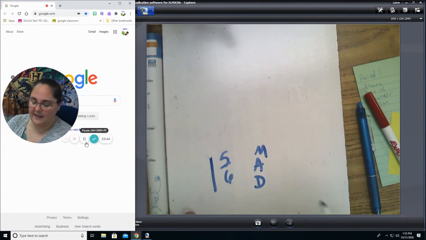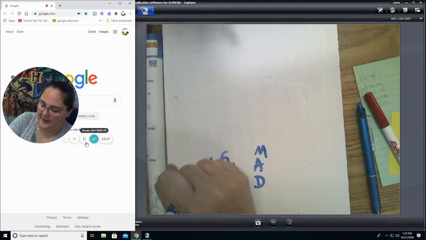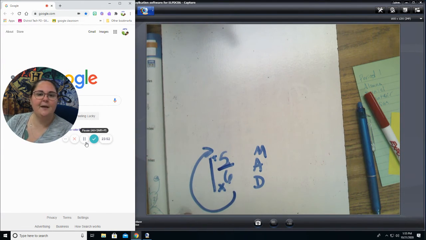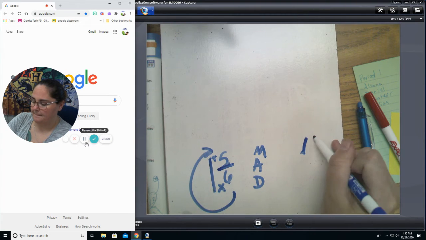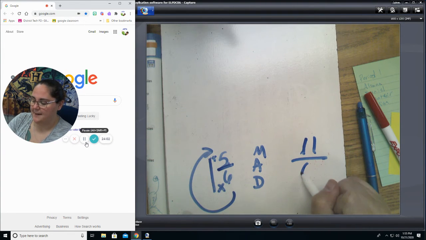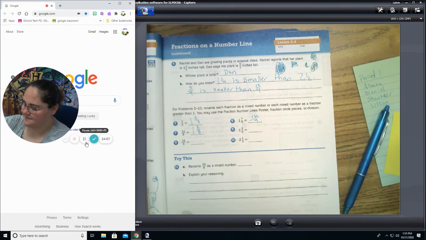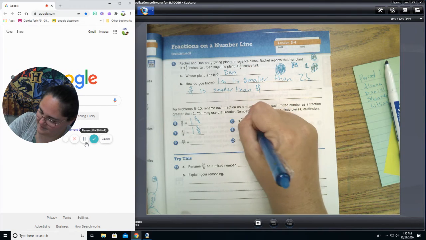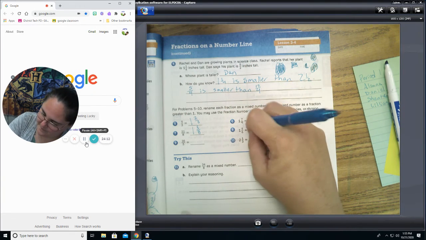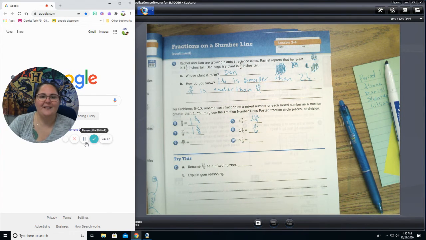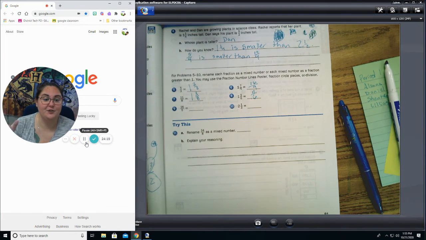All right, here we go. We're going to get mad. Remember, a little backwards C. Multiply and then add. 6 times 1 plus 5. My denominator stays the same. 11/6. You're going to do number 9 and number 10 again for part of your lesson. Make sure that you are there.